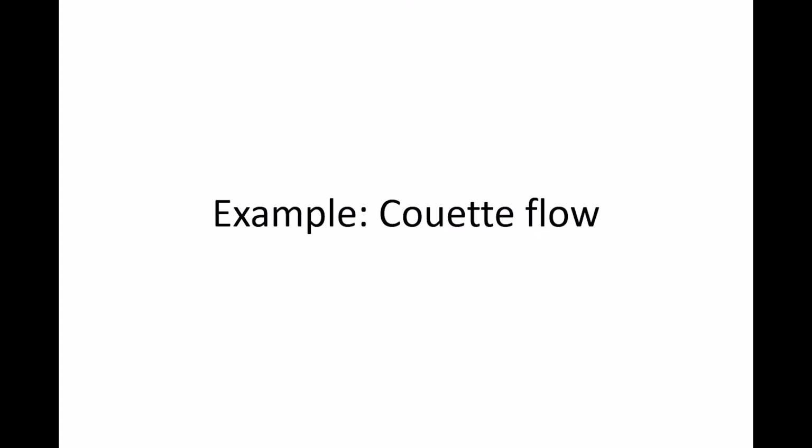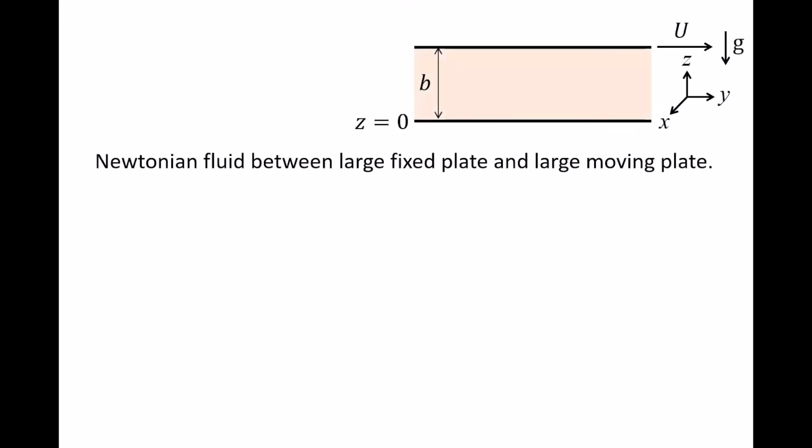In this lesson, we will apply the differential form of the conservation of mass and conservation of linear momentum equations to analyze a simple type of flow called Couette flow. Here we have a Newtonian fluid that is between two large plates. The bottom plate is fixed and the top plate moves to the right at a constant speed, capital U. The spacing between the plates is a distance b.